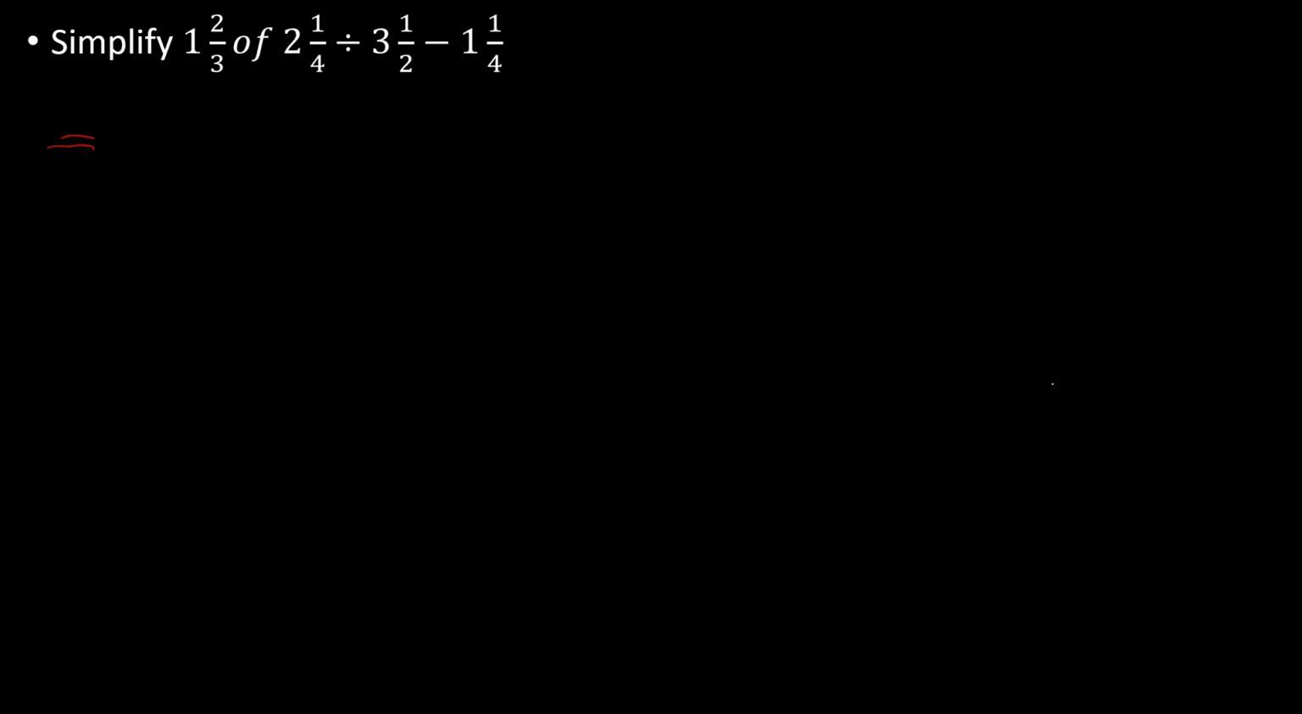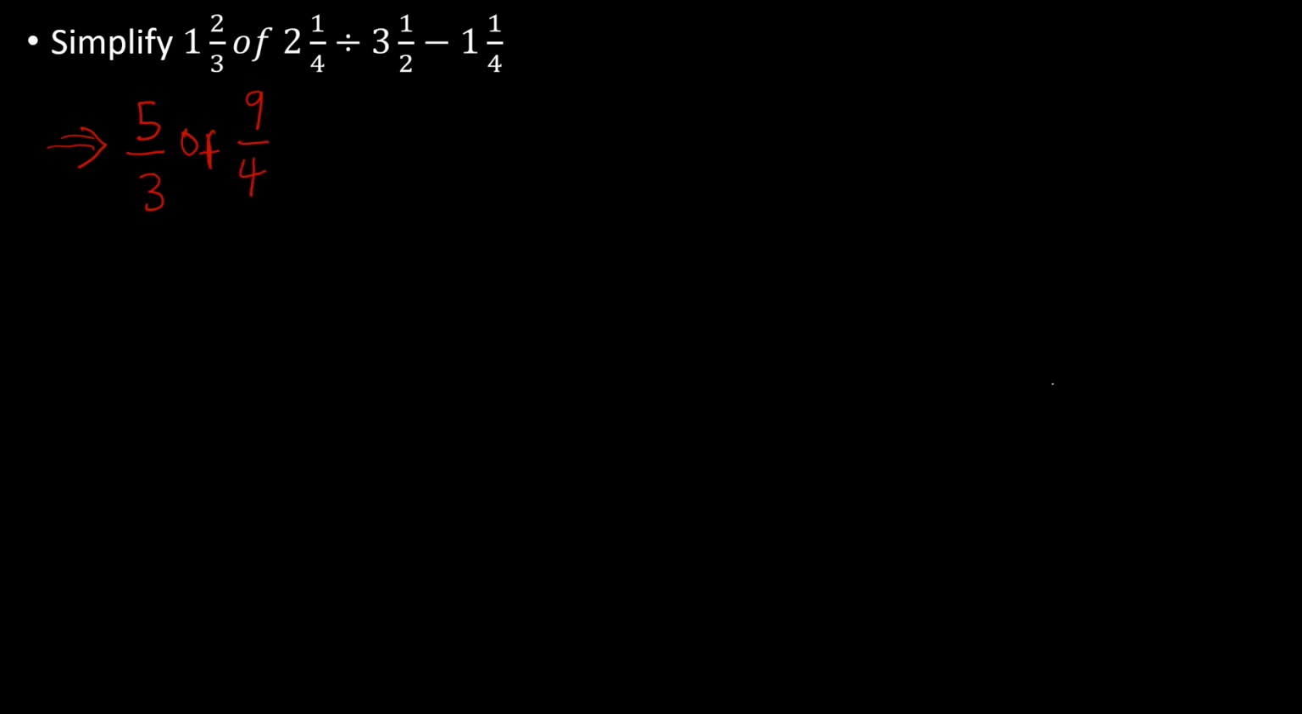for the first one, we have 1 whole number 2 over 3. So if we multiply 1 by 3, we have 3, and if we add that to 2, we're going to have 5. So we're going to have 5 over 3 of, now we have 2 whole number 1 over 4. So if we multiply 2 by 4, we have 8, and if we add 1 to that, we have 9. So we're going to have 9 over 4.